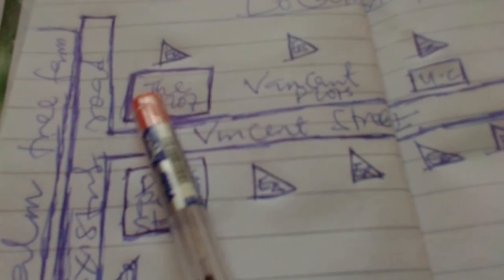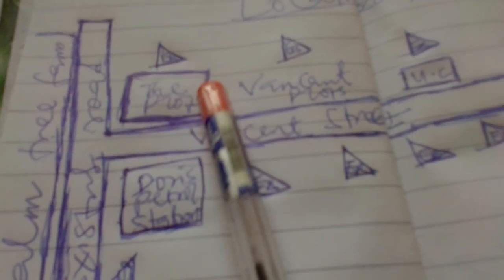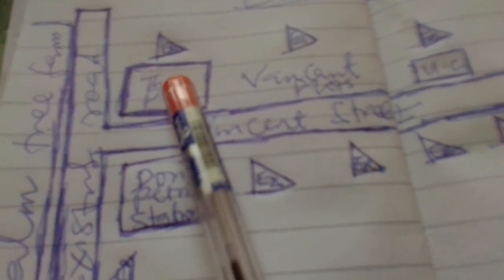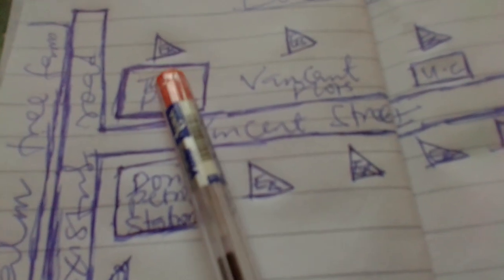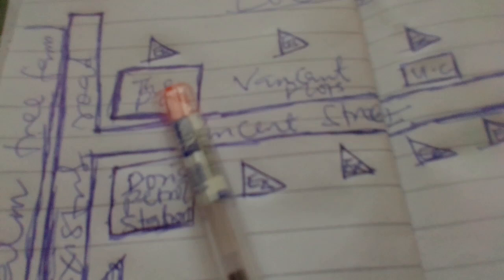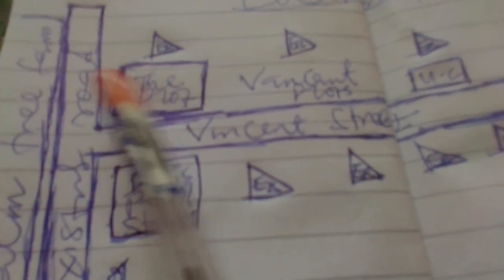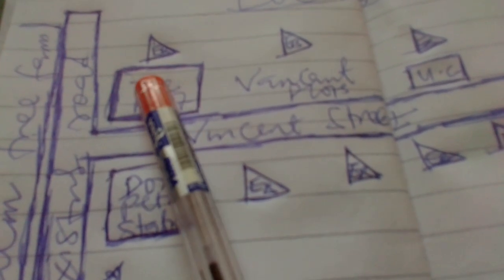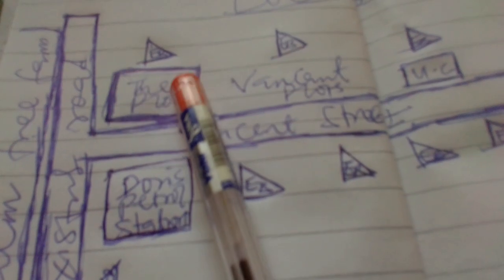So this is the plot. I've already indicated it with a rectangular shape. Then I wrote the plot there. The reason for writing the plot on this rectangular shape is for me to know that that's where the position of the plot is.